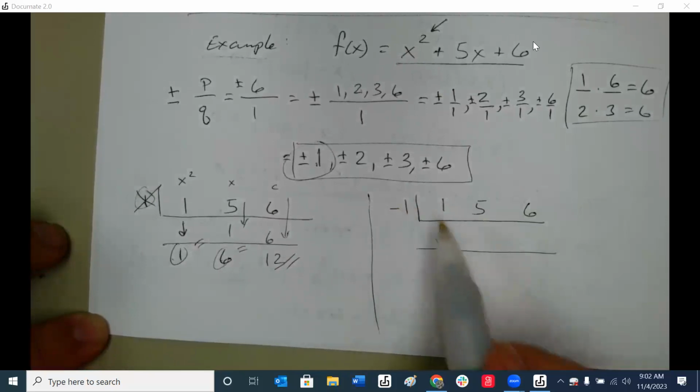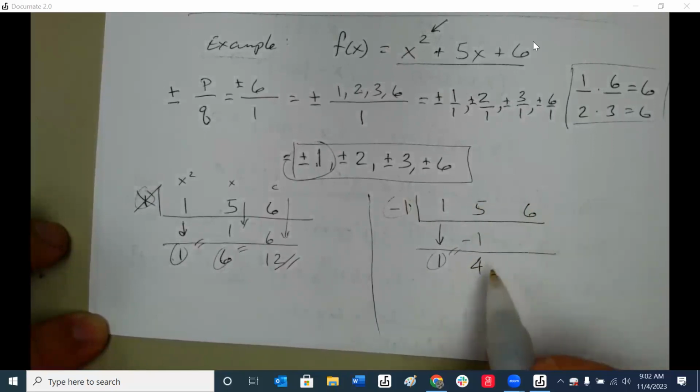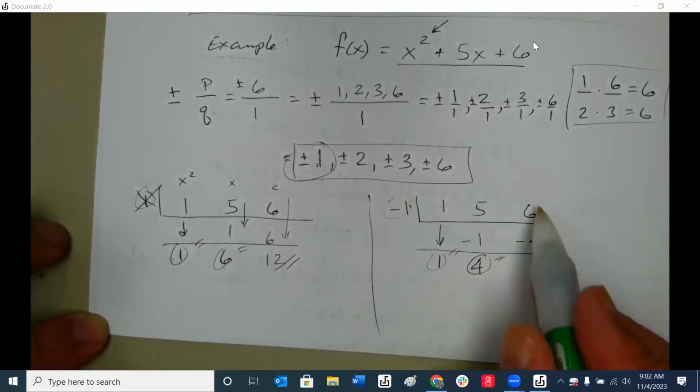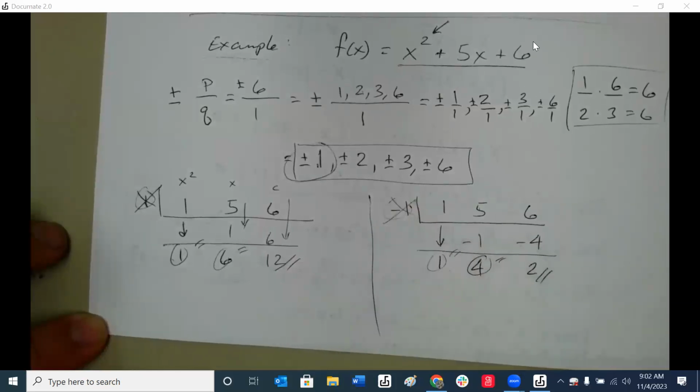Let's try the next one, negative 1. So negative 1 times 1 equals negative 1. 5 minus 1 is 4. Negative 1 times 4 is negative 4. 6 minus 4 is 2. So negative 1 is not a solution.